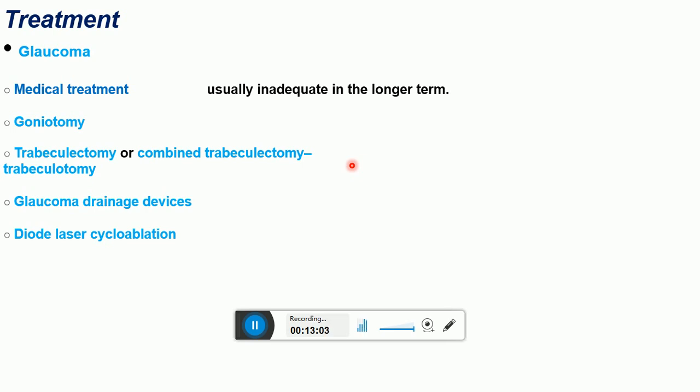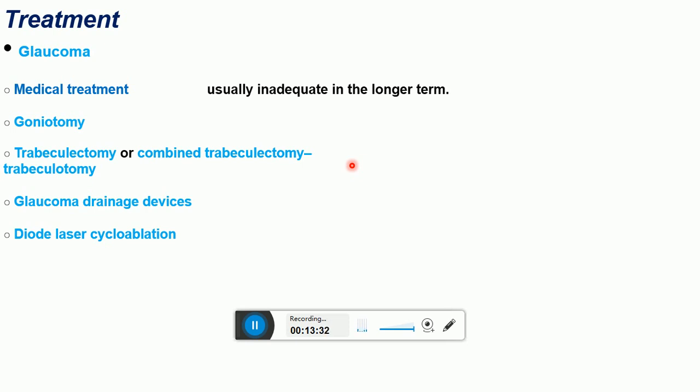So trabeculectomy with mitomycin C or combined trabeculectomy have been tried in the past but usually fail to control the IOP. Glaucoma drainage devices offer the best chance of long-term successful control of IOP. Diode laser cycloablation may be necessary if other modalities fail.